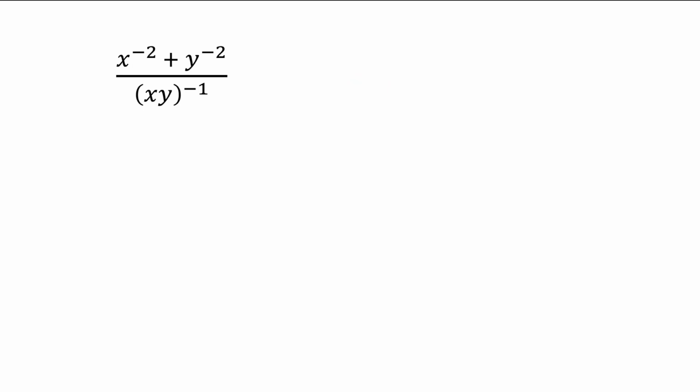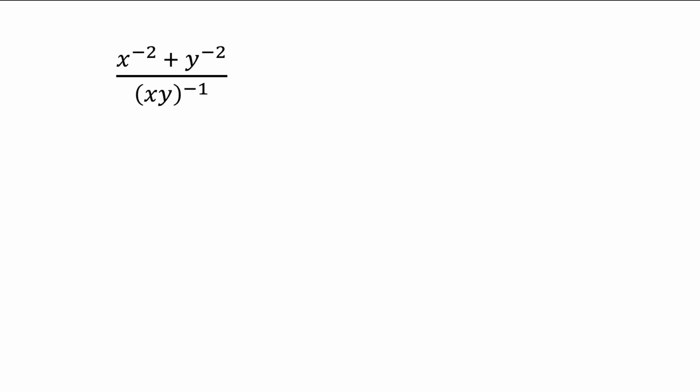You have to be careful here because you can't move x to the negative 2 down to the denominator and change the sign on the exponent. And you can't do that with y to the negative 2 either. You can only do that when you're dealing with a factor. Factor means multiply. Multiplication is the inverse operation of division. The fraction line means division.